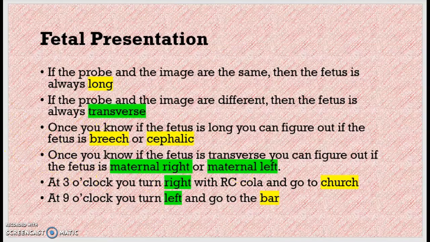And then the two sayings here that we want to remember are: at 3 o'clock you turn right with RC Cola and go to church. At 9 o'clock you turn left and go to the bar. So I highlighted these green because, again, if you know it's transverse, then we're going to go with maternal right or left. So here's that green. And then if it's long, you want to either be breech or cephalic. So the church and the bar, the C is for cephalic and the B is for breech.